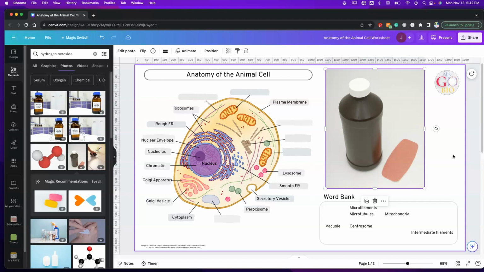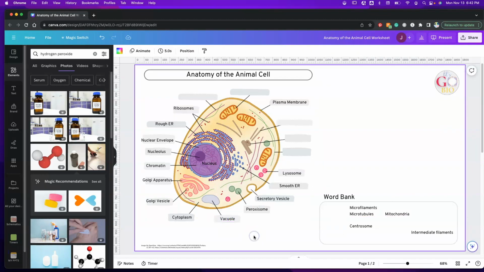This guy's role is oxidation. It's breaking things down, but in a special way. Its byproduct is hydrogen peroxide. Next, we have another compartment called a vacuole. So a vacuole is formed from phagocytosis. Phago means to eat. Phagocytosis is when the cell takes in some solid products and then it's going to hold it in a special compartment, and that's called a vacuole.